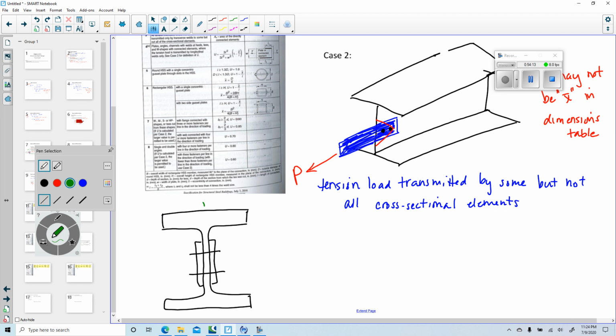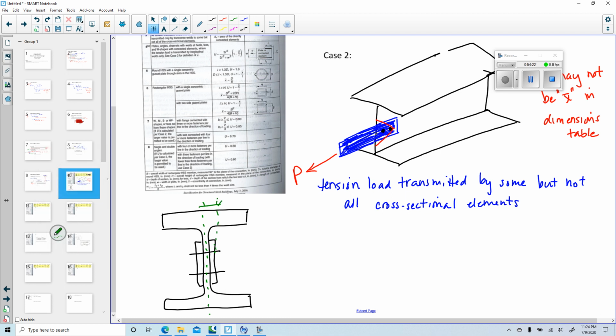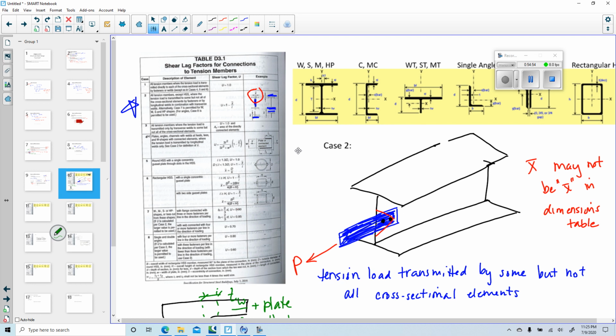It would be, according to that picture, from like here to there. So this would be the thickness of the web divided by 2 plus that plate thickness. And it's an example of that eccentricity for case 2. Right there.